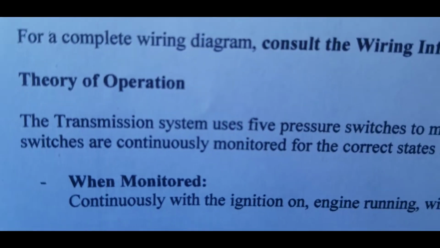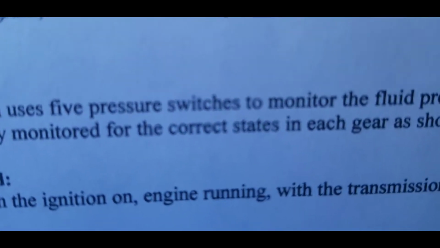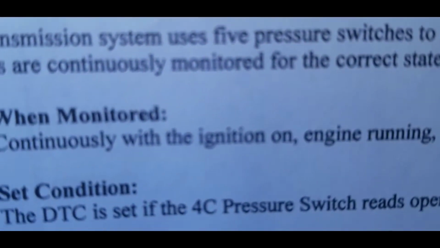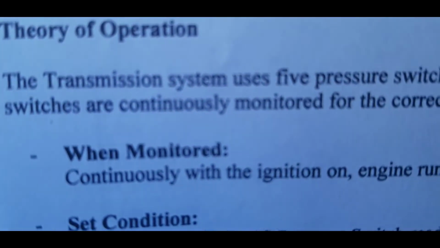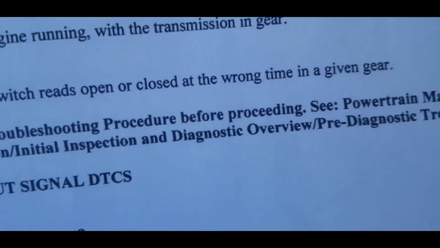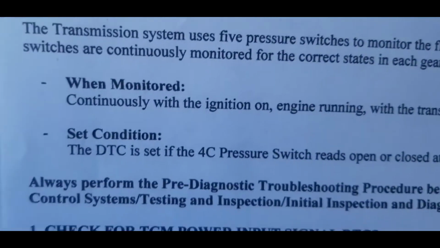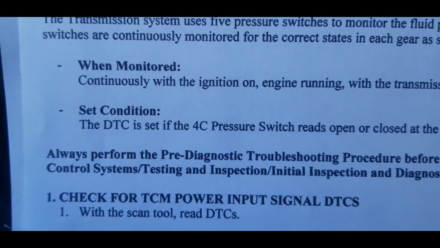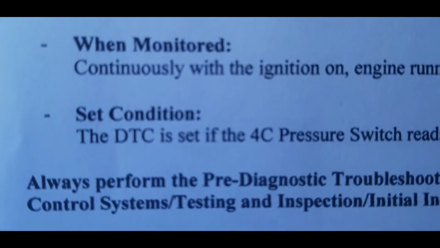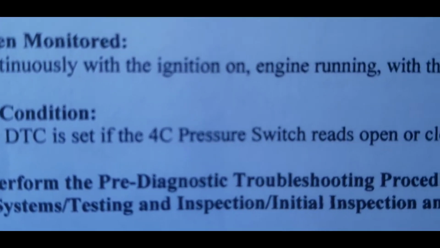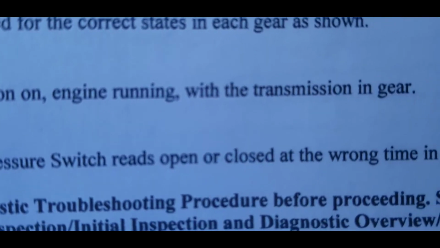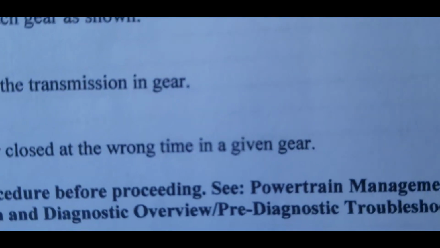Transmission system uses 5 pressure switches to monitor the fluid pressure in the said circuits. Continuously monitored for the correct status in each gear as shown. And I'll show you what they mean by as shown. Set condition. DTC is set if the 4C pressure switch reads open or closed at the wrong time in a given gear.